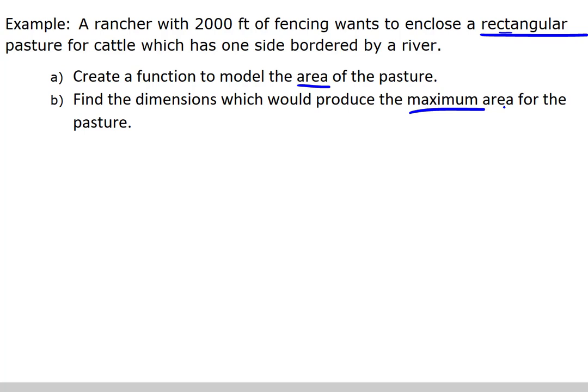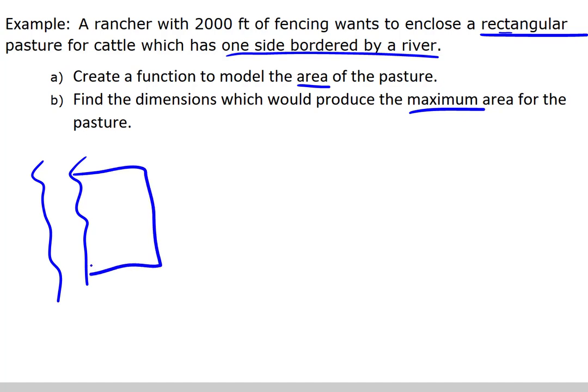Now, it's usually pretty useful to get some kind of picture going for a word problem like this. And if we can recall, we need a rectangular pasture, but one side is bordered by a river. Okay, now we don't have to be an artist, but let's draw some kind of river and then a rectangular pasture that would be next to it. So we have some waves here in the river. All right, so we have a rectangle where three sides are the fence and then one side is the river.